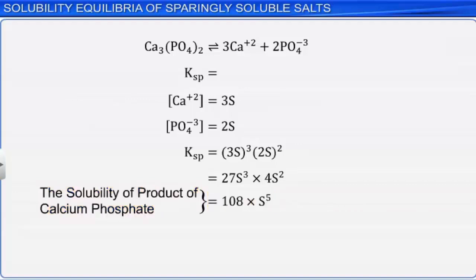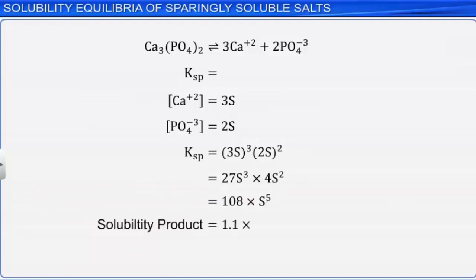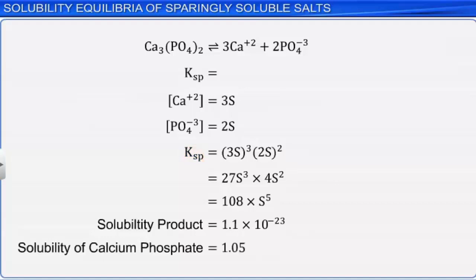If the solubility product Ksp of the salt is known, then the solubility of calcium phosphate is equal to 1.05 multiplied by 10 raised to the power of minus 5 mole per liter as shown.